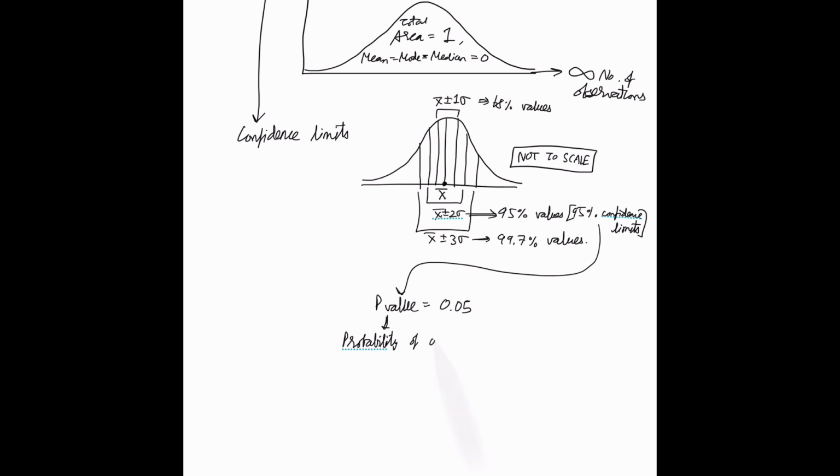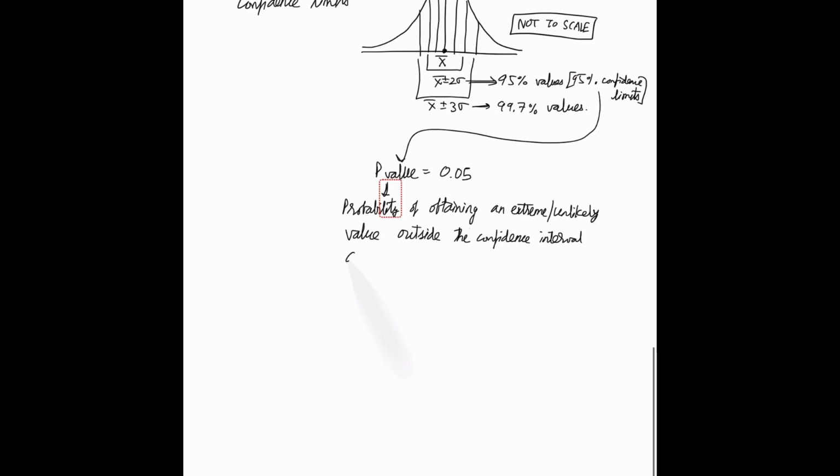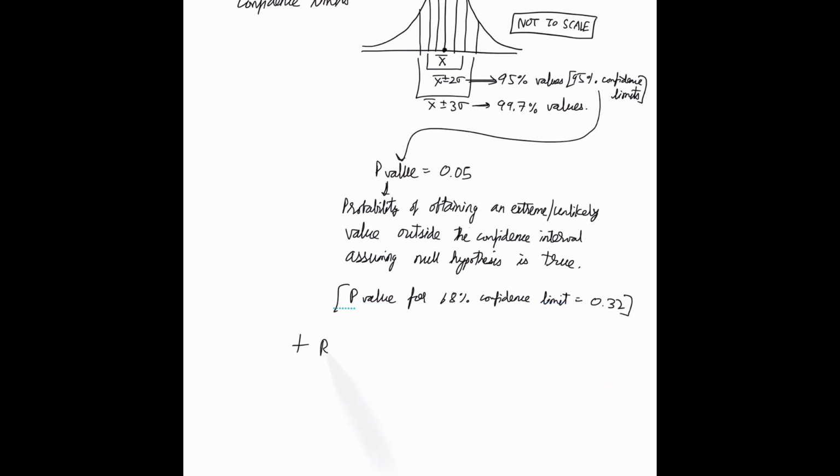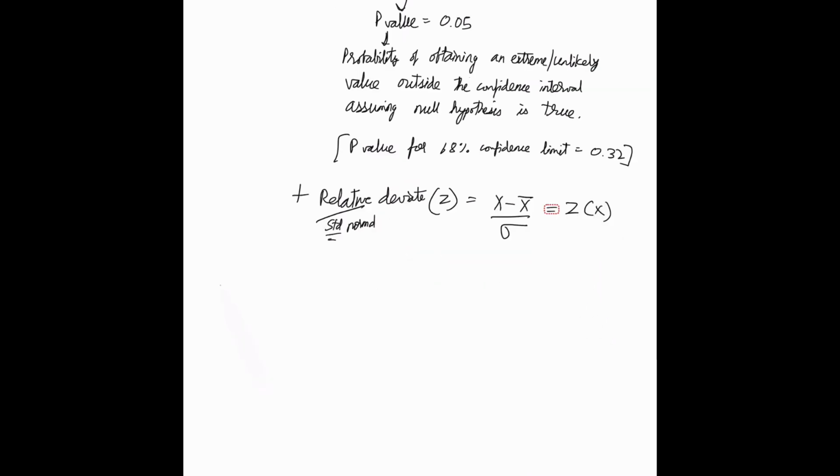confidence limit. And then for this, we take the p-value as 0.05, which is nothing but 100% minus 95%, which is 5%. That's the probability of obtaining an extremely unlikely value outside the confidence interval, assuming a null hypothesis is true. We'll discuss the null hypothesis later on. So similarly, the p-value for 68% confidence limit would be 0.32 and so on. We also see what is relative deviate or standard normal deviate. That's basically the deviation by the standard deviation, which we express as z of x.